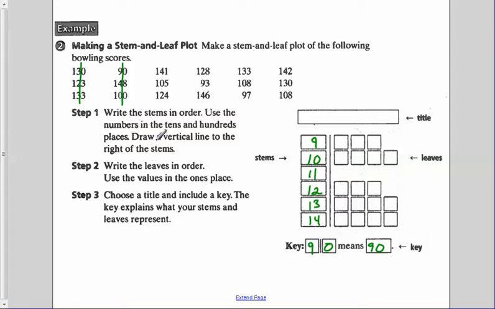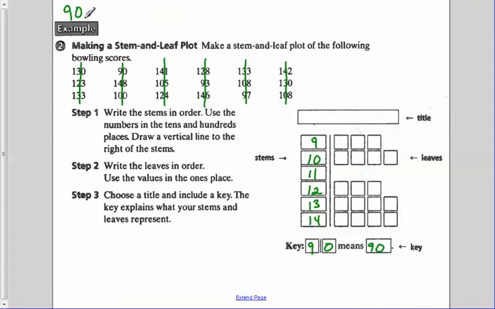So then I'm going to draw a vertical line to the right of the stem, so I can identify what my stem is and what my leaves are. It may also help to write these in numeric order. And to write them in numeric order, I'll write my leaves in order. So I look through and let's say that I'm going to write these in numeric order to make sure I use them all.